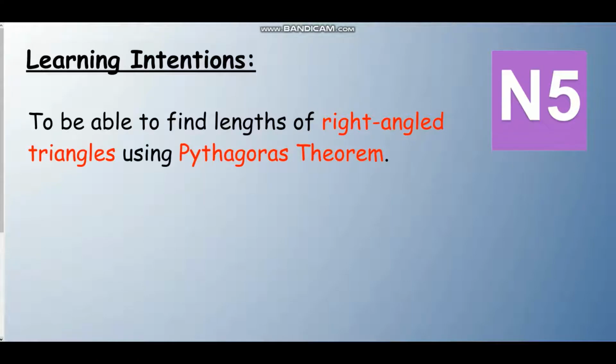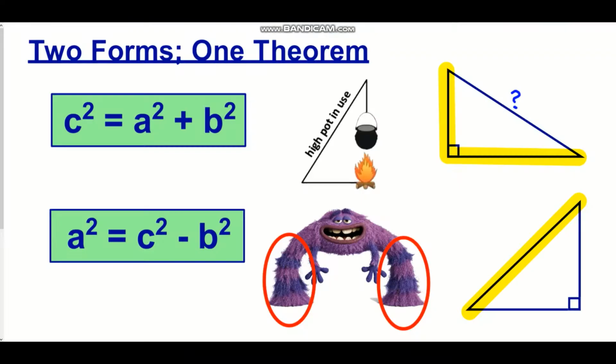Today's learning intentions are to be able to find lengths of right-angled triangles using Pythagoras Theorem. This is something you should have seen before in National 4, but we're going to make sure that that foundation is nice and strong before we take on any National 5 Pythagoras Theorem work. So let's recap on what you should know already.